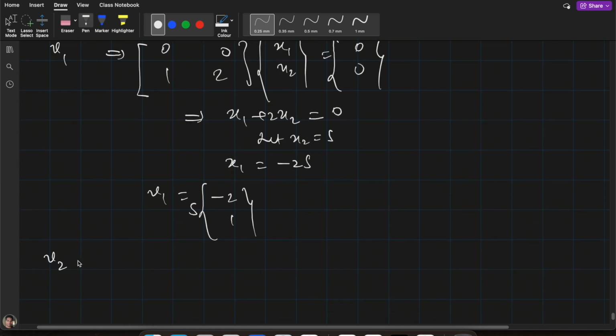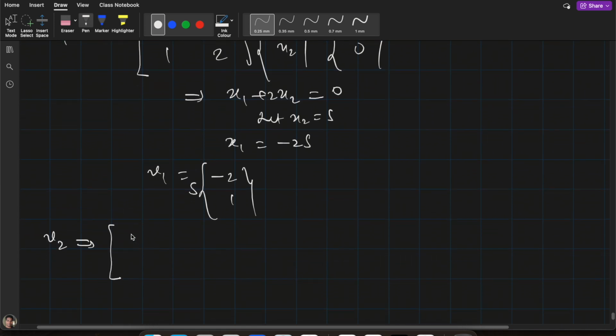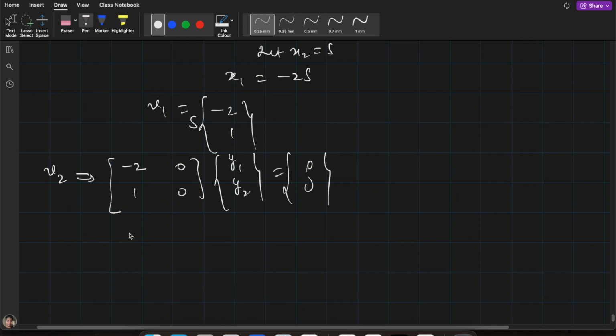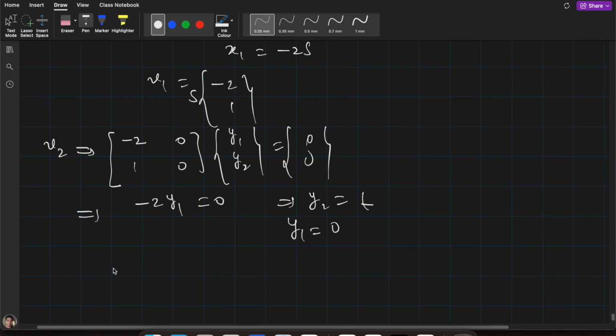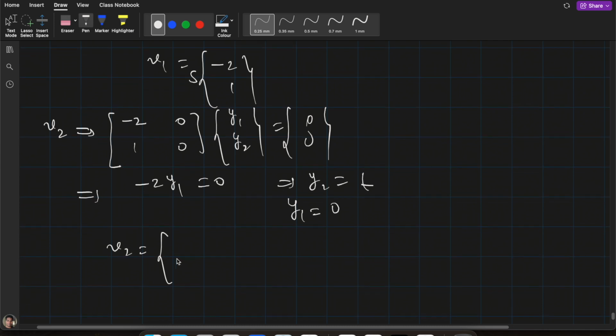Similarly, find v2. For v2 you will do [minus 2, 0; 1, 0] times [y1, y2] equal to [0, 0]. From here you will get minus 2 y1 equal to 0, and the last equation will become 0 after the elementary row operation. So if you take y2 equal to t, then y1 equal to 0. So vector v2 will be t times (0, 1).